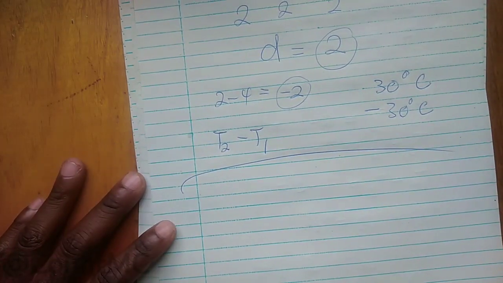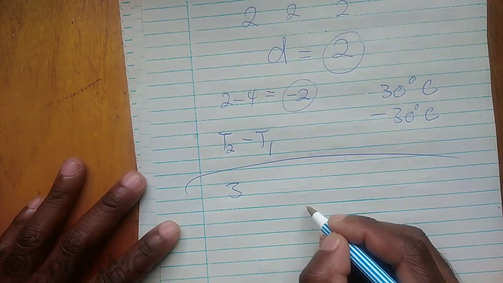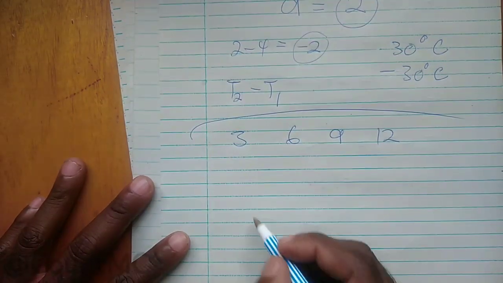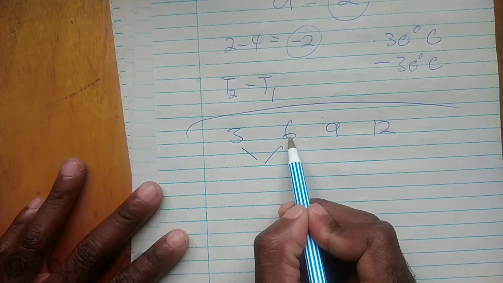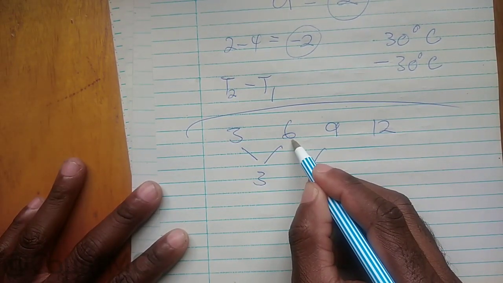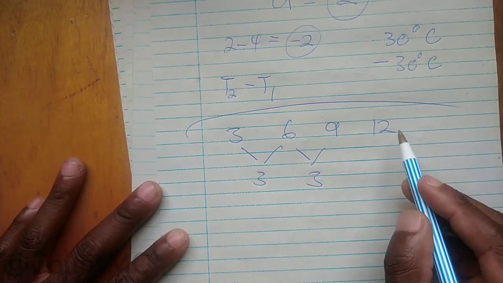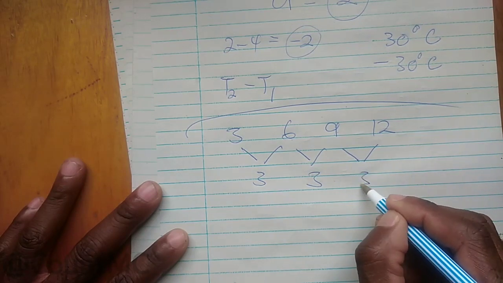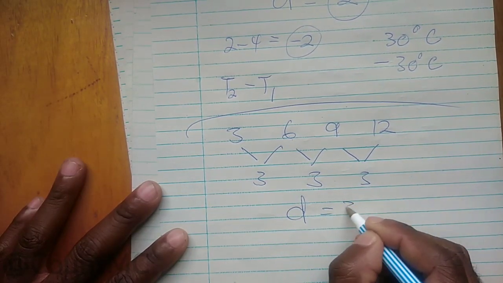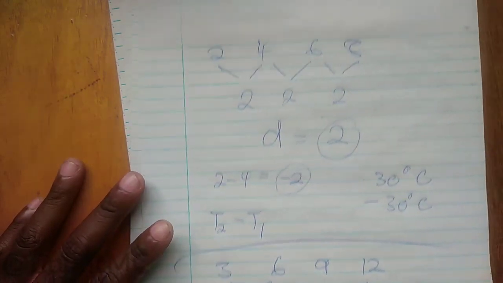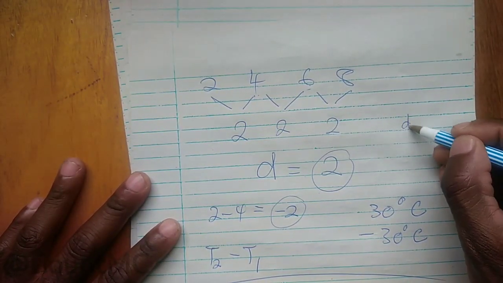Okay, so let's finish this up. The last example on linear, we said 3, 6, 9, 12. So you join this, 6 minus 3, we get a 3. 9 minus 6, we get a 3. 12 minus 9, we get a 3. So our common difference here is a 3, and we just call this the first difference, or D1.